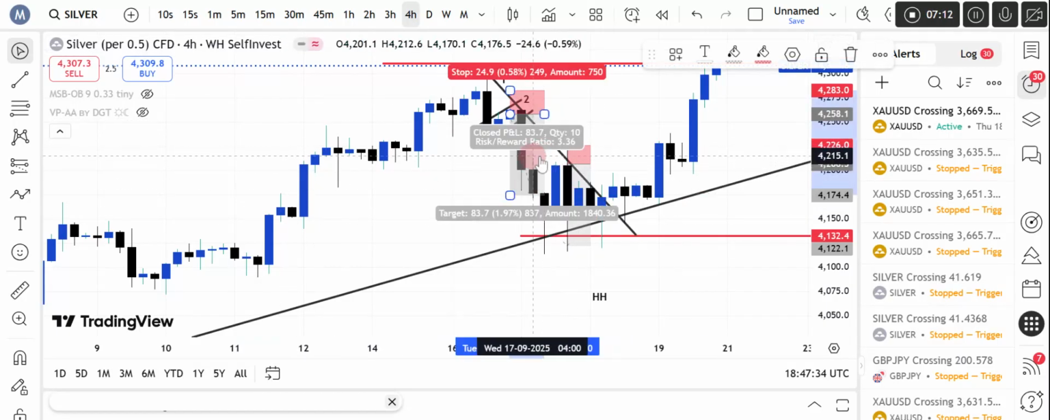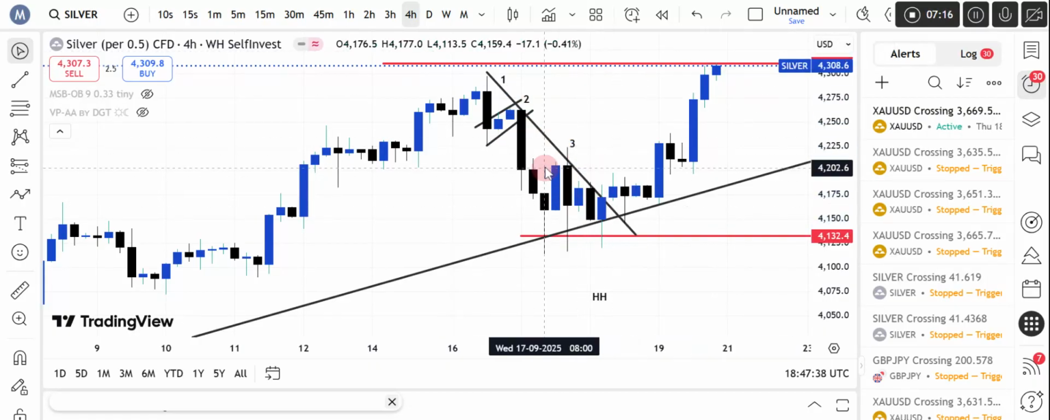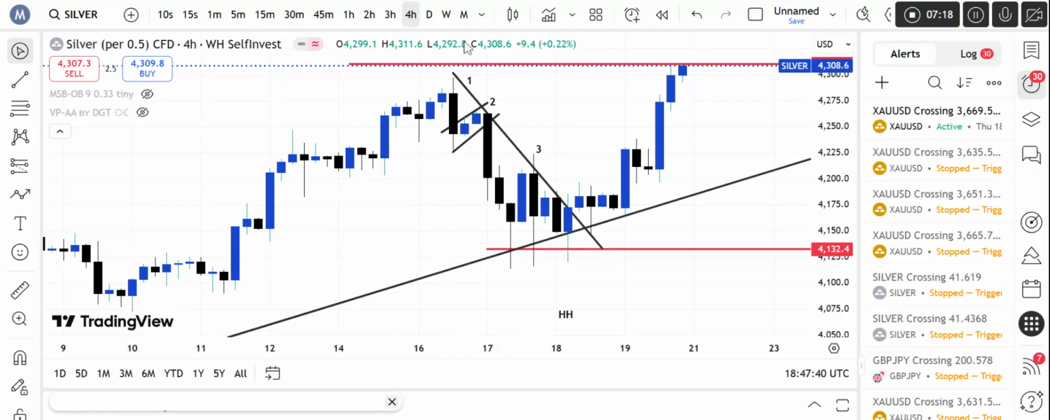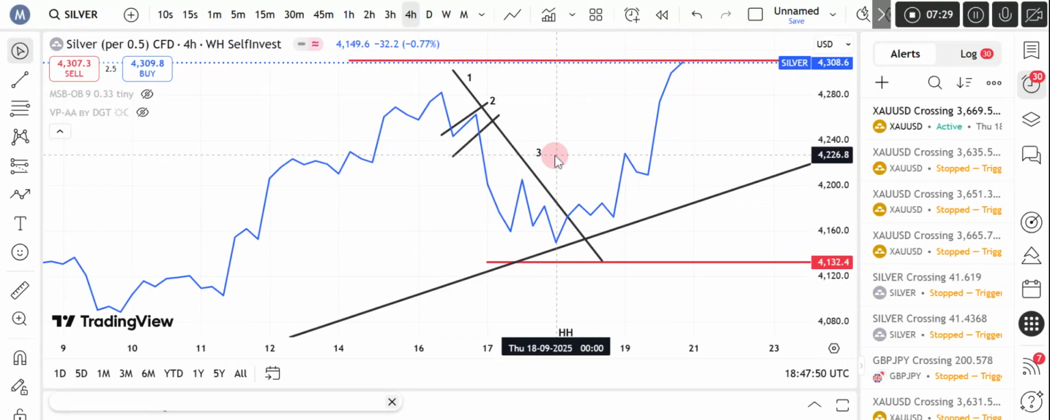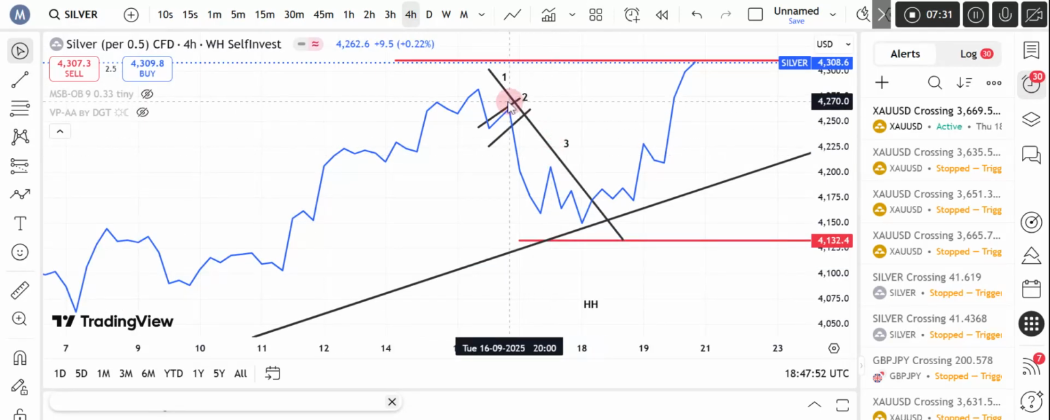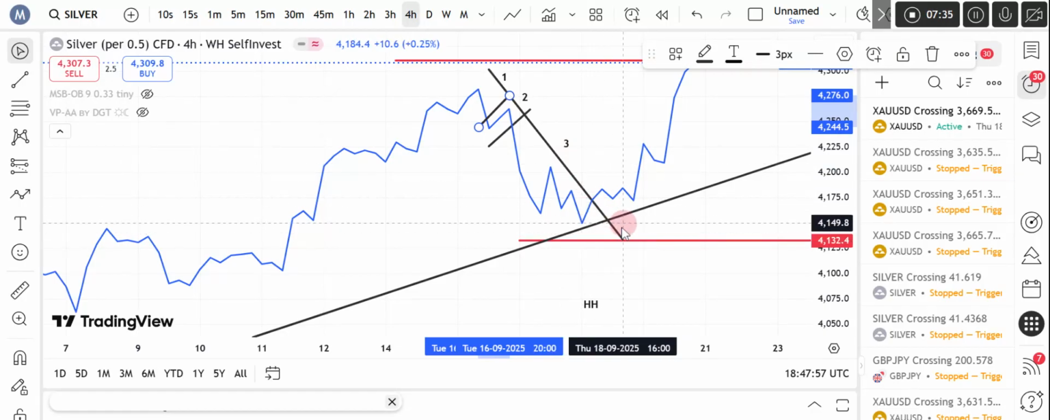All right, so I'm gonna clear this short position to make my chart clearer. All I do is go to line charts for a clearer vision. From the line chart it also gives me a clearer picture of what I'm supposed to do.